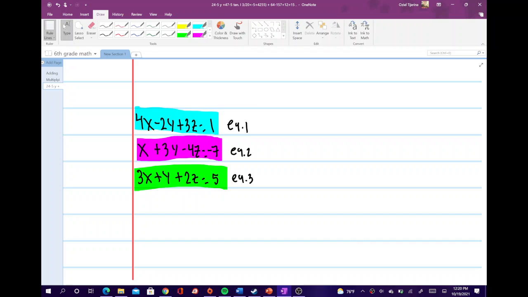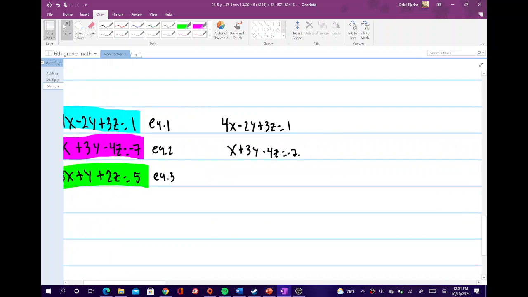Basically it's the same idea. We're going to want to eliminate one of our variables. I'm going to choose x to eliminate. So what I'm going to do is grab equations 1 and 2: 4x minus 2y plus 3z equals 1, and x plus 3y minus 4z equals negative 7, right? So the idea here is that we want to eliminate our x term. We want to make it so that the 4x and x cancel out.